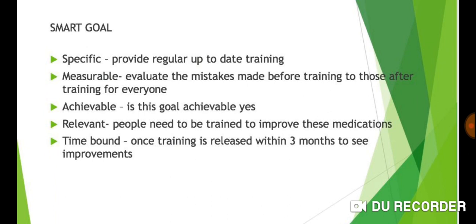This goal is achievable. This is relevant to the topic as new and existing health practitioners should have up-to-date training to prevent medication errors among patients, and it's time-bound, so we're doing it in a 3-month period. So any other health professionals that would need to be included in this project would include a tech company.